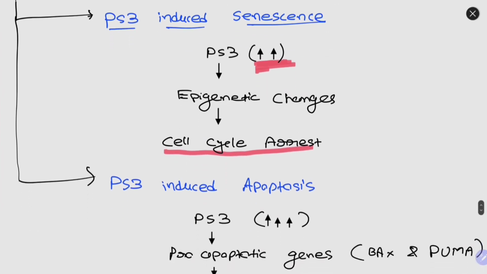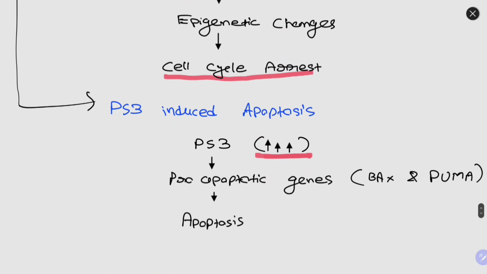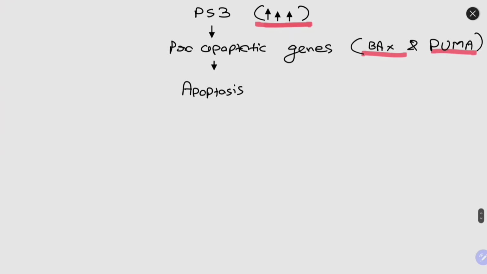And at last, when P53 is accumulated more, like there is a very high concentration of P53 in the cell, it will activate the pro-apoptotic genes like BAX and PUMA, and these BAX and PUMA will cause apoptosis.